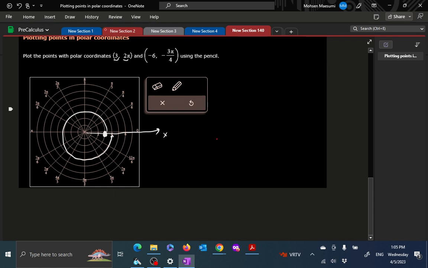Minus 3 pi over 4. So I want to start from here, and I'm going to turn this way. 3 pi over 4 is here. Minus 3 pi over 4 will be the reflection to the other side. So that is what minus 3 pi over 4 means.